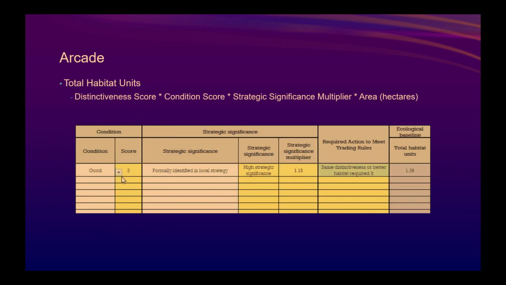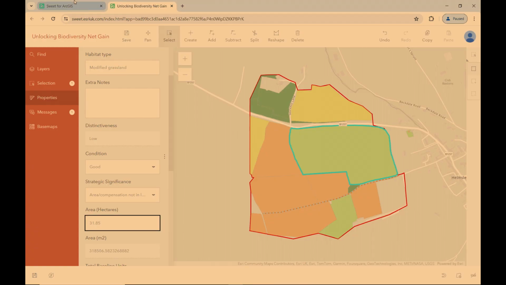The next example I want to talk about is the calculation of the total habitat unit. In the Defra metric spreadsheet, there's a range of calculations depending on the input category. However, one that's commonly used to calculate total habitat units is by multiplying distinctiveness score by condition score by strategic significance multiplier by area in hectares. So let's see how we can handle this calculation in Suite using Arcade.